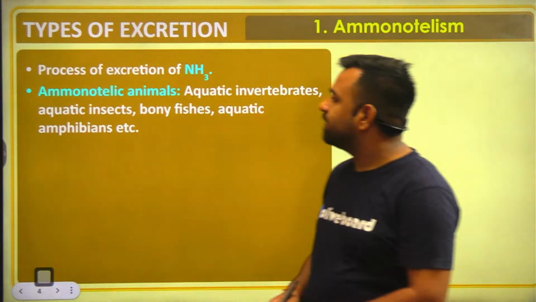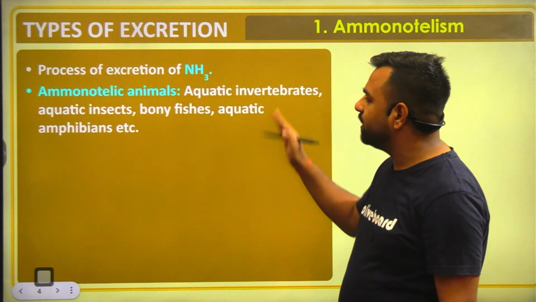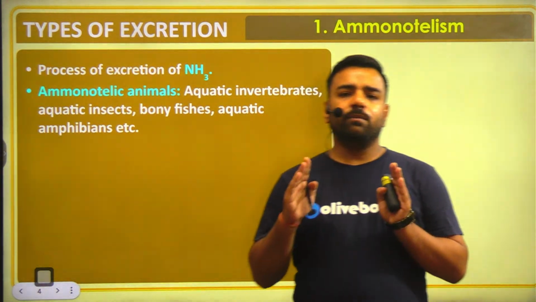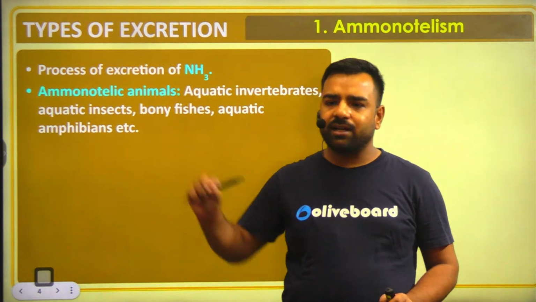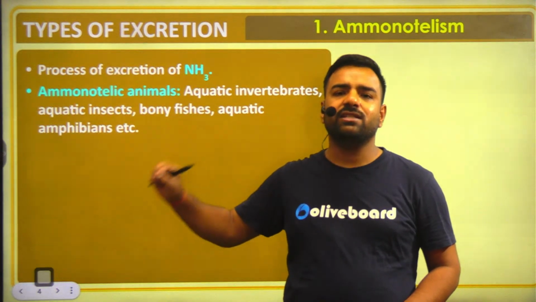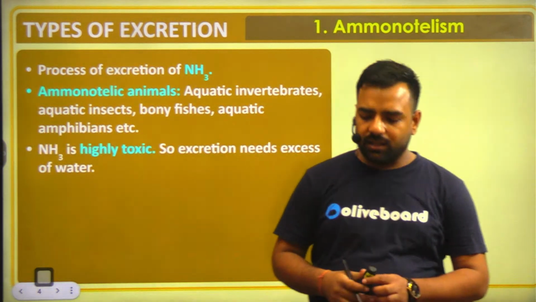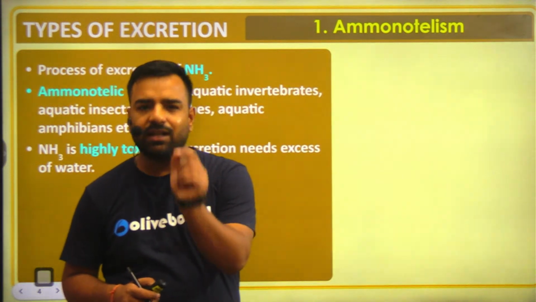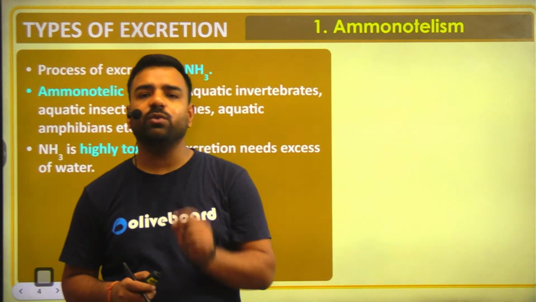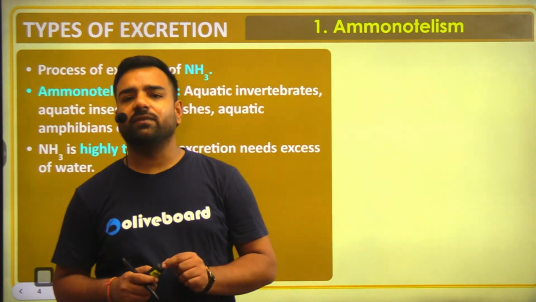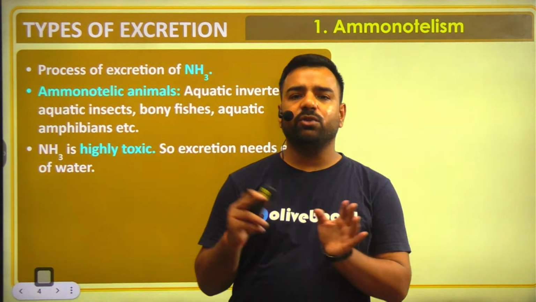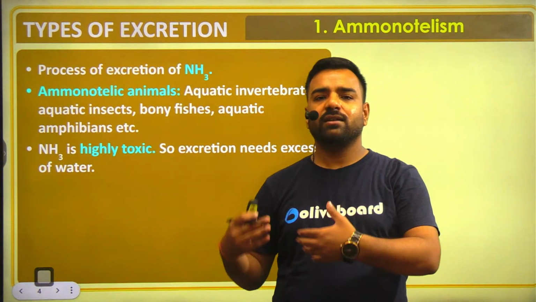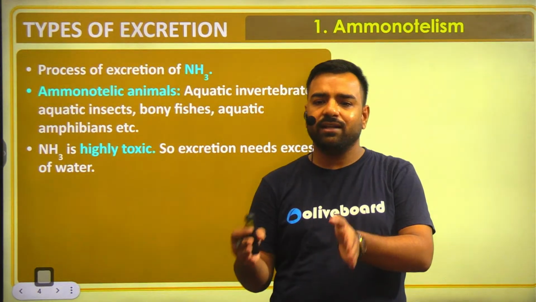Ammonotelic animals include the aquatic invertebrates, aquatic insects, bony fishes, aquatic amphibians. In short, most of the aquatic animals are in the same category because they generate the waste that is ammonia. Fine. Now see, this ammonia is highly toxic. In our body also, there's a gland that converts ammonia into urea. Do you know what it is? That's basically the liver. The liver converts the ammonia into urea, and because of the same reason we are ureotelic, because urine contains the water and the urea, right? That's why we are ureotelic.